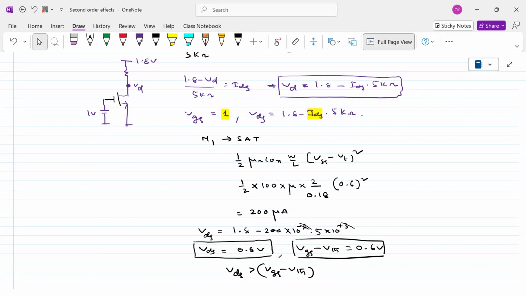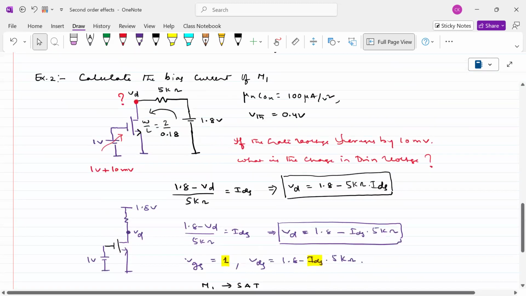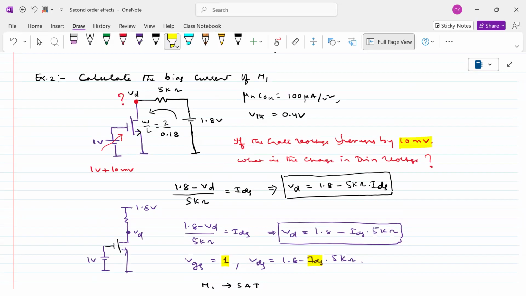Then you say that, okay, it should not be in the linear region, it should be in the saturation region. You can confirm that. This point is clear? Right. Okay. So now what is the pending question here? If I increase the gate voltage by a small change, 10 millivolts, that means 0.01 volts that I'm applying, what is the change in the drain potential?